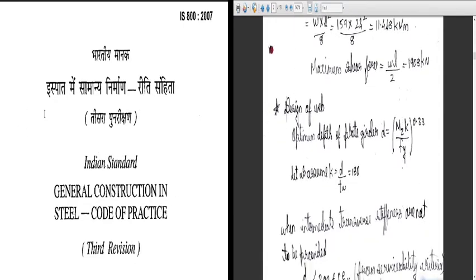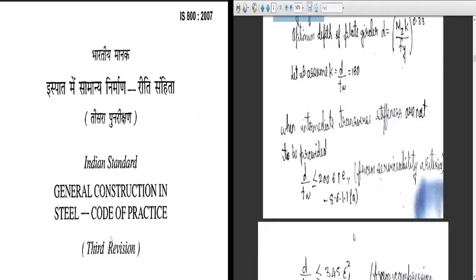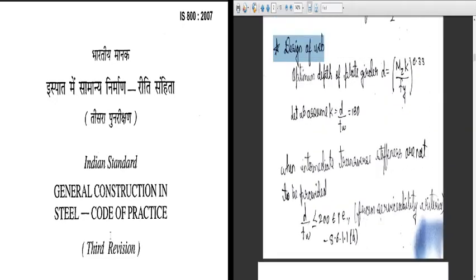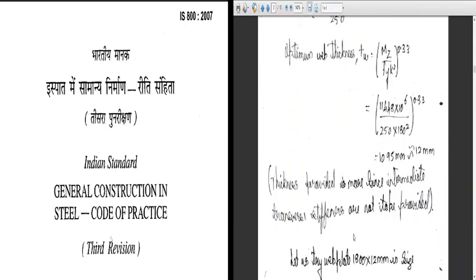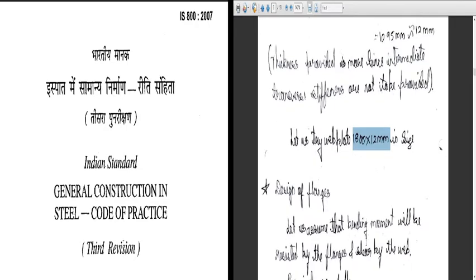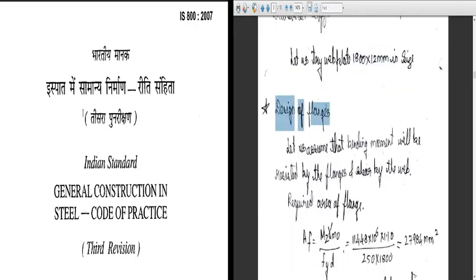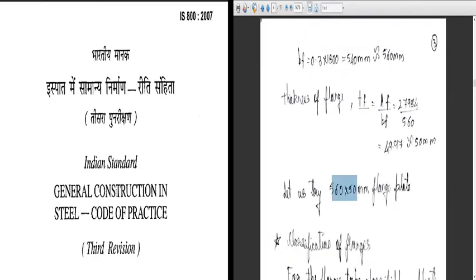In the design of web, we computed the dimensions for the web according to clause number 8.6.1.1 of IS 800 2007. We checked it for serviceability condition and buckling requirement condition. So you can see here the dimension which we were trying was 1800 by 12 for the web. It is a rectangular flat. Similarly, we did the design of flange and we computed the dimensions for it, and we are trying with a 560 by 50 flange plate.